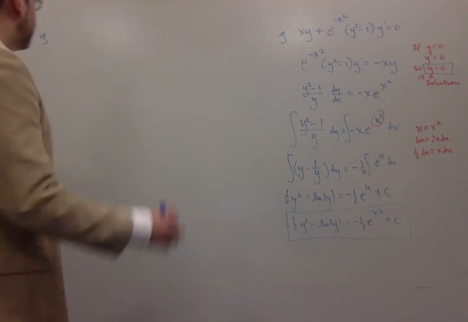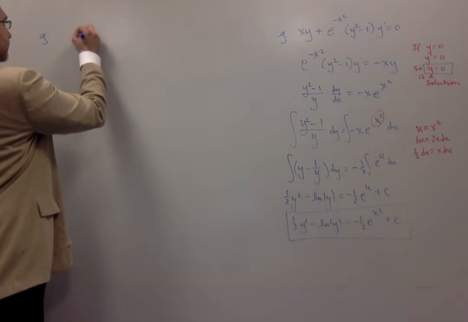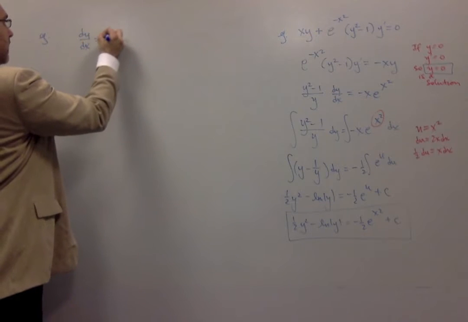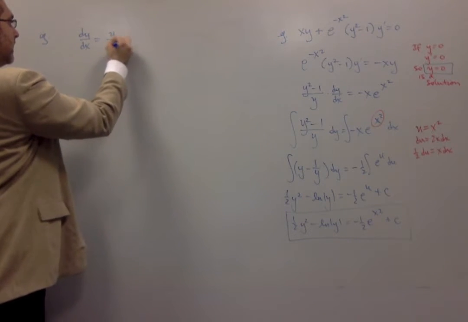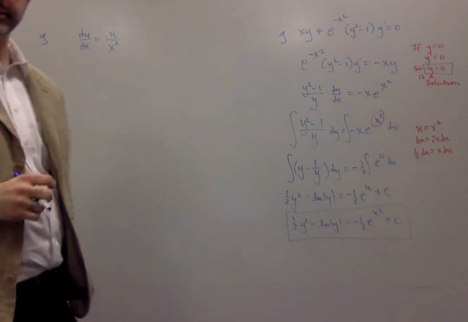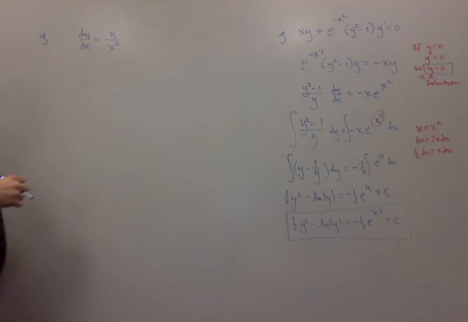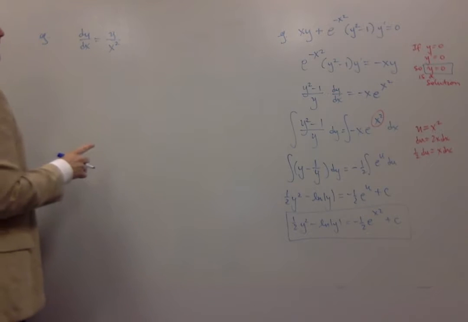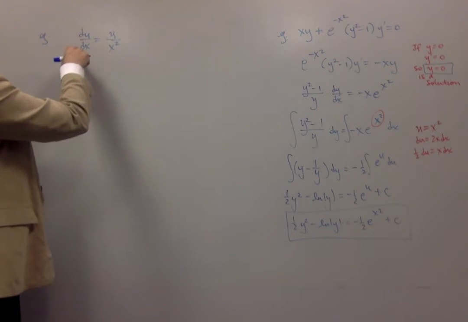All right, let's do one more. Let's do dy over dx equals y over x squared. So y prime, or dy over dx, equals y over x squared. And clearly, again, this is separable. I'm going to try to put the y's on the left side and the x's on the right.